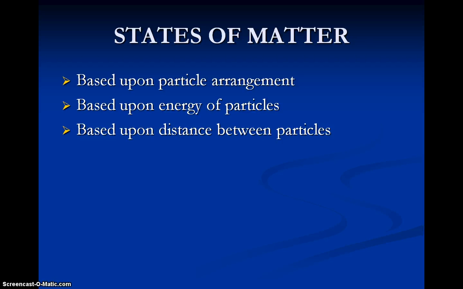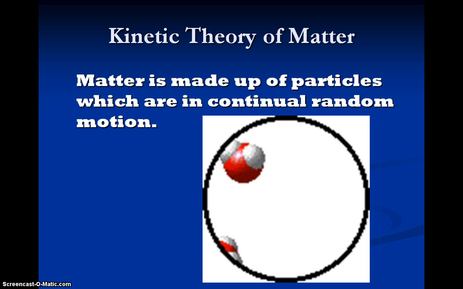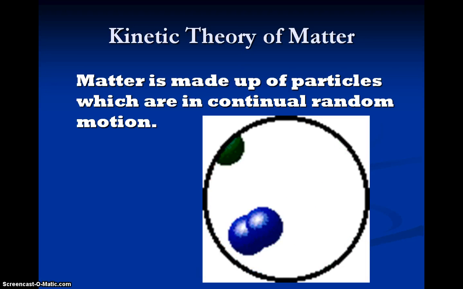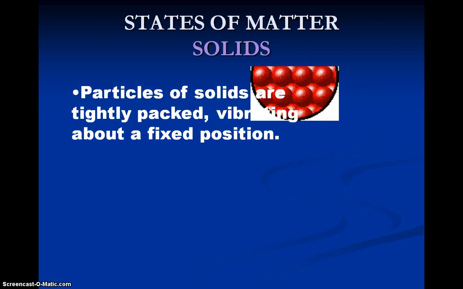So the state of matter that you are is based on a couple of things. It's based on the arrangement of the particles, the energy that the particles have, and the distance between the particles that make up whatever that matter is. So in the next topic, we're going to talk more about this, but there's this idea of kinetic theory that matter is made up of a bunch of particles that are continually in random motion.